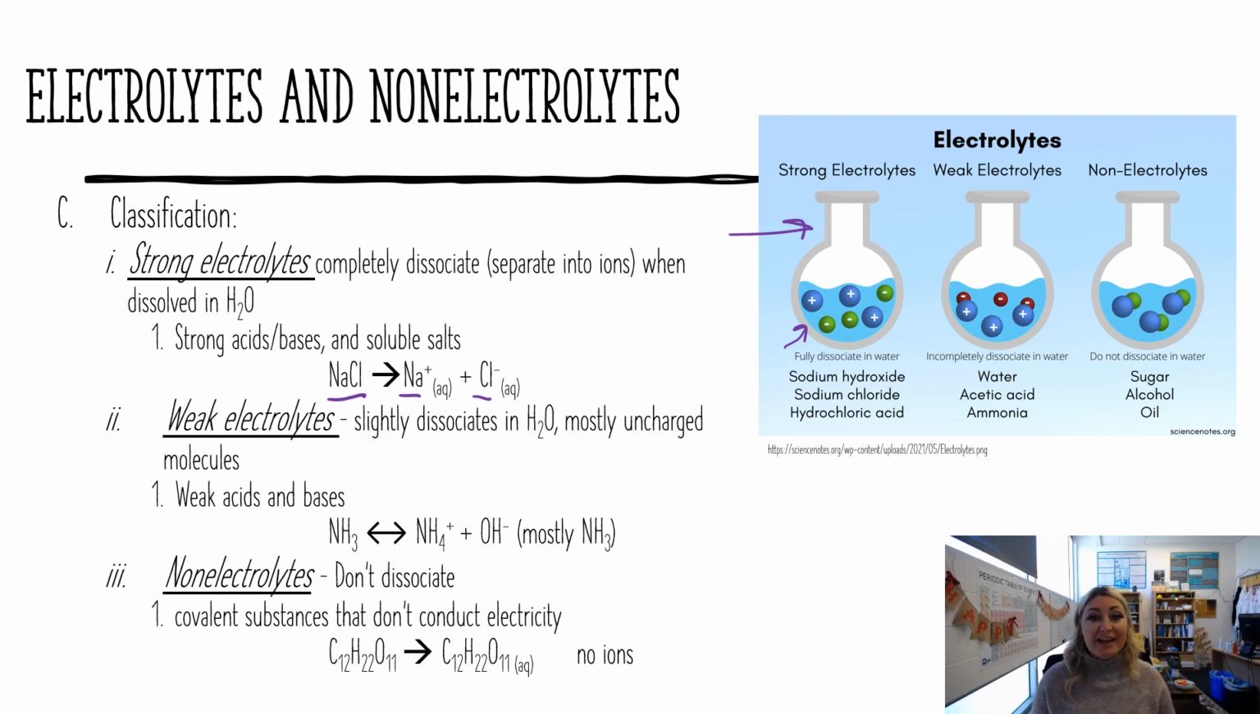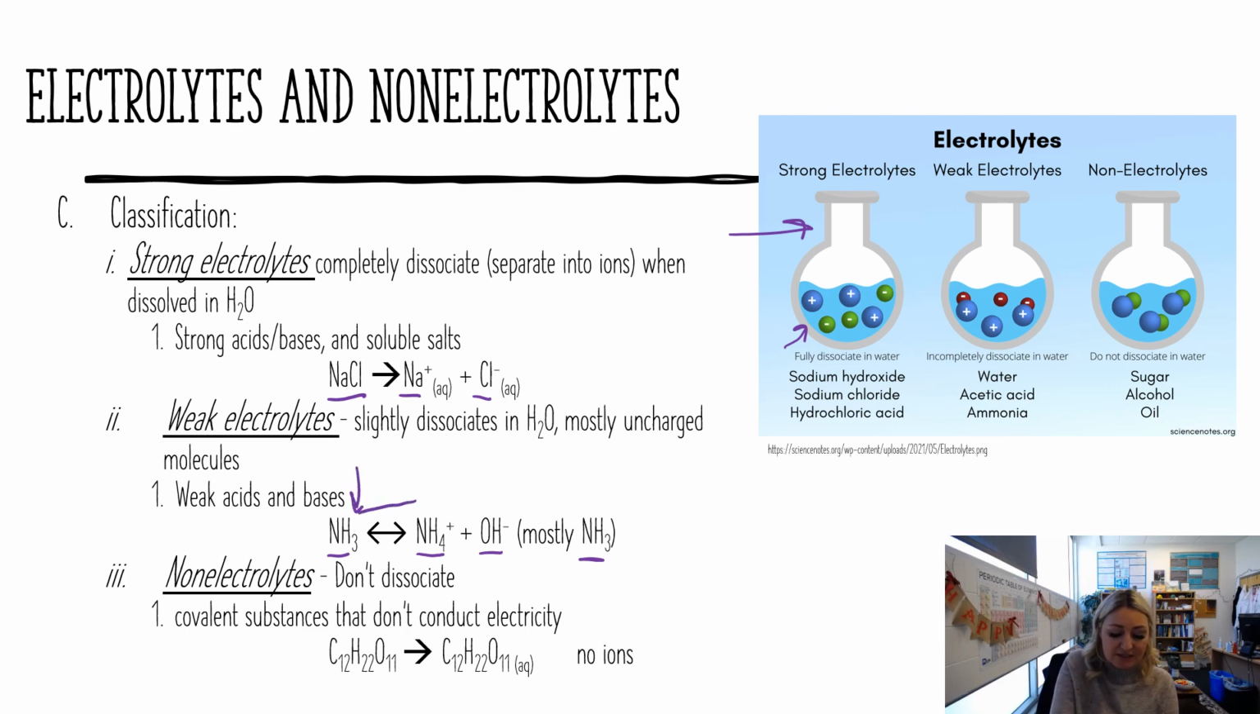A weak electrolyte, just like a weak acid or base, is going to slightly dissociate in water. Mostly, though, you're going to wind up with these uncharged particles. So looking at the weak base ammonia, it will accept a proton from water, so it forms the ammonium ion and the hydroxide ion. However, really, most of it stays unchanged.